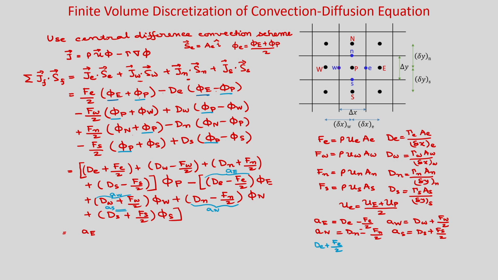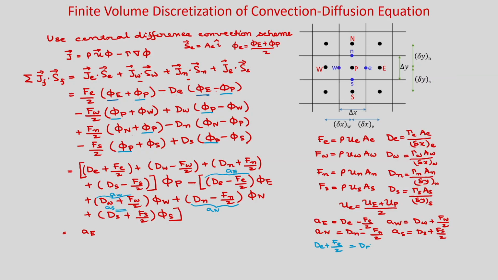Okay. Now, I want to write in terms of coefficient A e, but A e is d e minus f e by 2. So, if you write d e minus f e by 2, I am subtracting 1 f e by 2, you add another f e by 2. Okay. So, then there will be no change, and 1 f e by 2 is already there. So, now this d e minus f e by 2 is A e, and f e by 2 plus f e by 2, it will be f e.